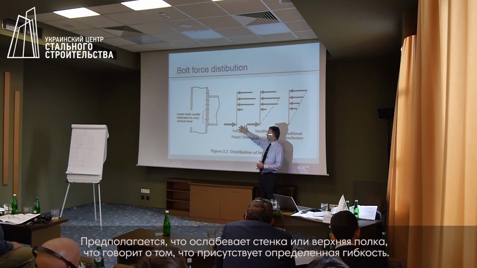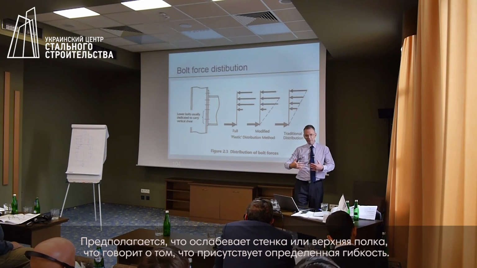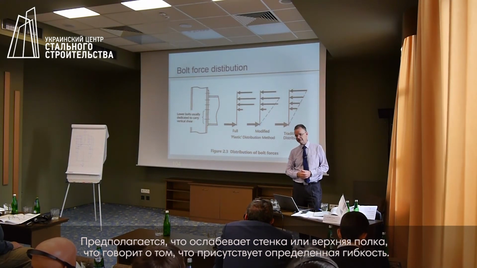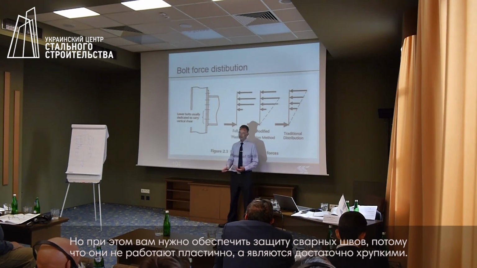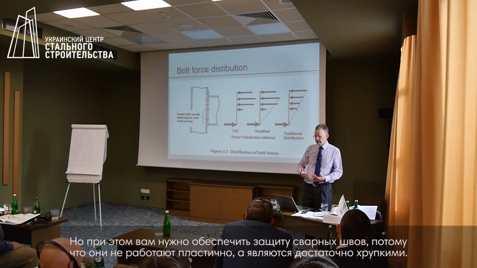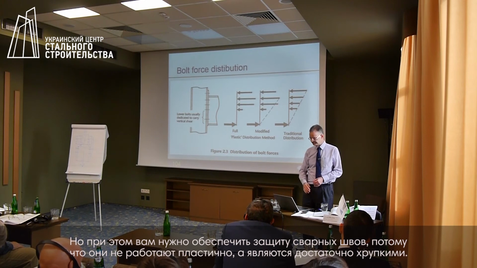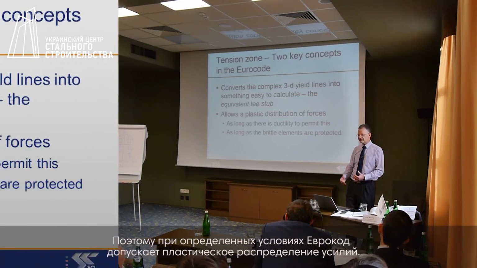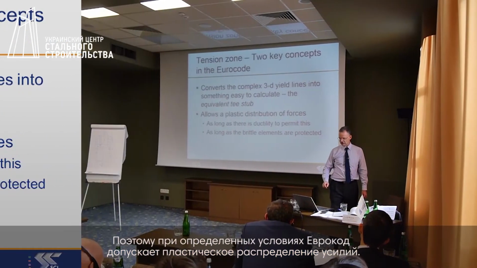The plastic distribution demands that something yields to allow that plastic distribution to take place. What's assumed that yields is either the end plate or the column flange, so something flexible. You must protect the welds, because the welds do not behave in a plastic way. They are relatively brittle. So within certain limits, the Eurocode then allows this plastic distribution.